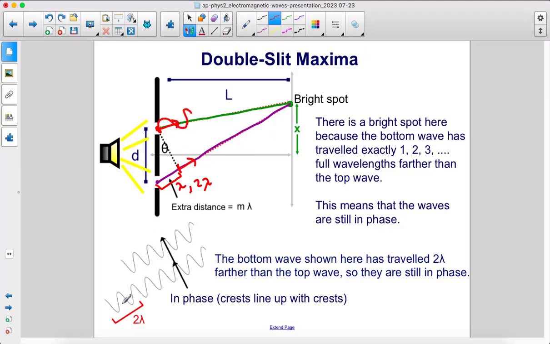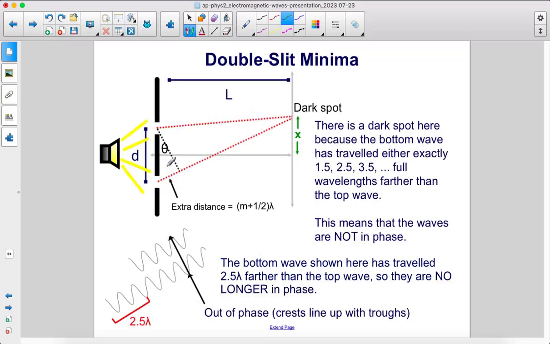So here you can see this wave is traveling 2 wavelengths farther, but the crests still line up, the troughs still line up, they are still in phase. Using the same example as before, we had a bright spot up here, but now here we have a dark spot. There's a dark spot here because the bottom wave has traveled either 1.5 wavelengths or 2.5 wavelengths, etc., farther than the top wave. So this extra distance here is no longer an integer multiple of a wavelength. It is now some integer plus 1/2.